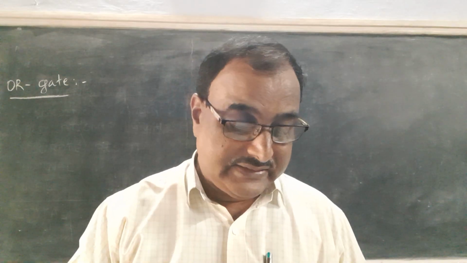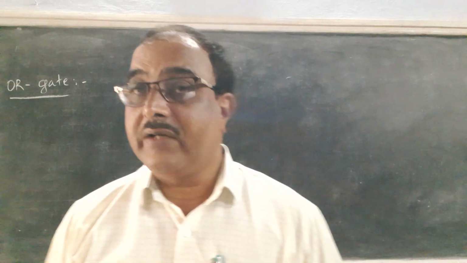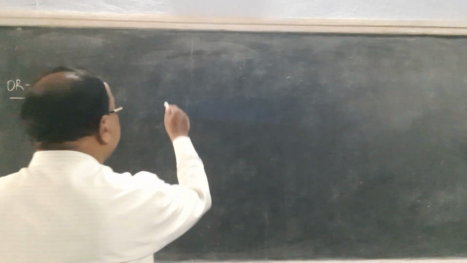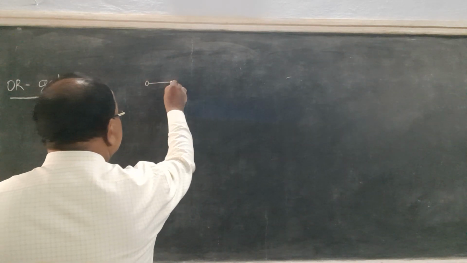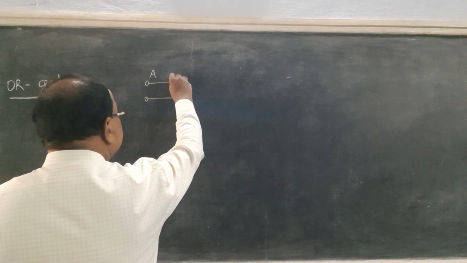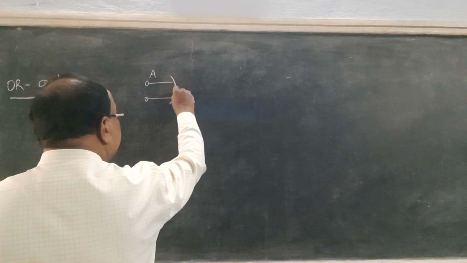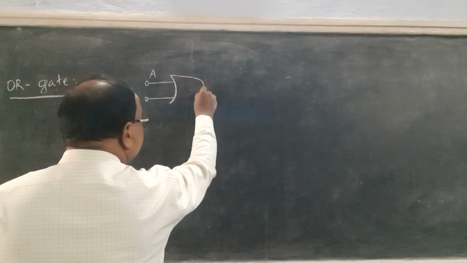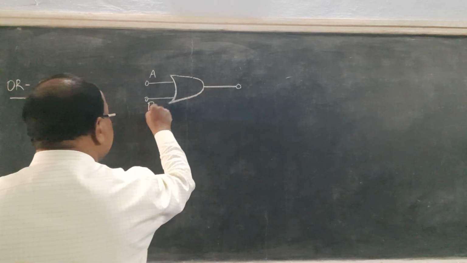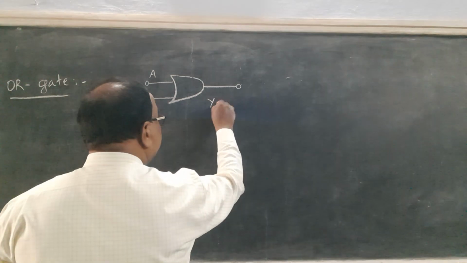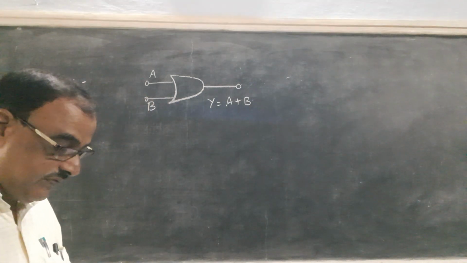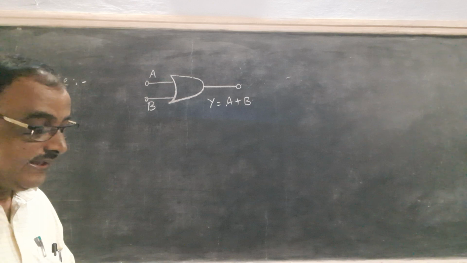That means here the addition operation is performed in case of the OR gate, and the symbolic representation of the OR gate is something like this. So this is one input A, this is the other input. We write a curved mark here, and we write it like this. So this is for the output. Suppose A and B are inputs, the output will be A plus B, right? So the addition operation is performed in case of the OR gate.